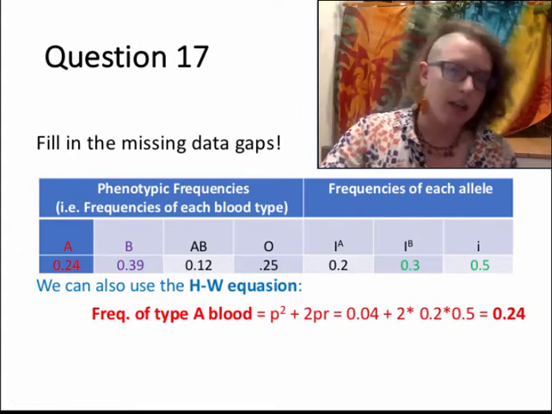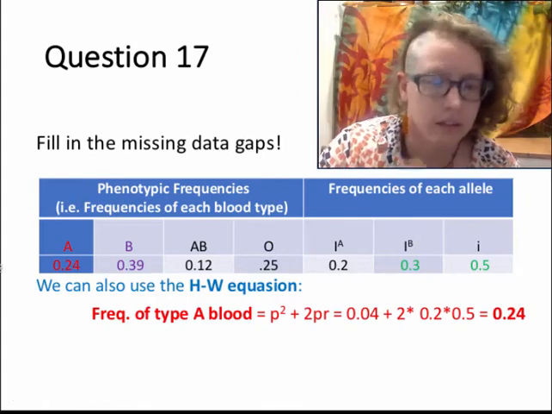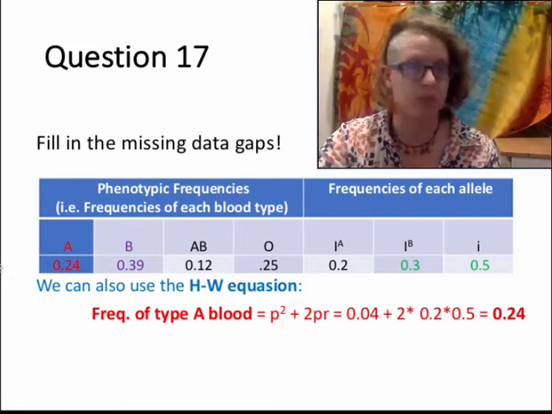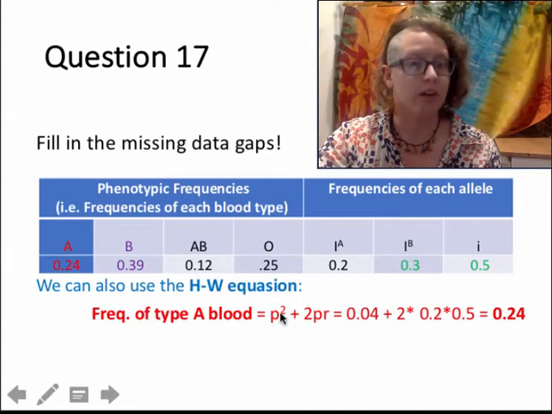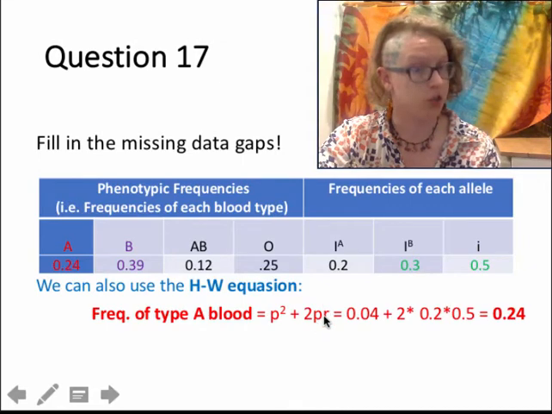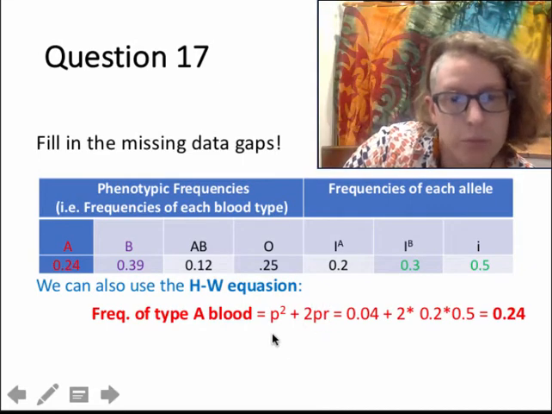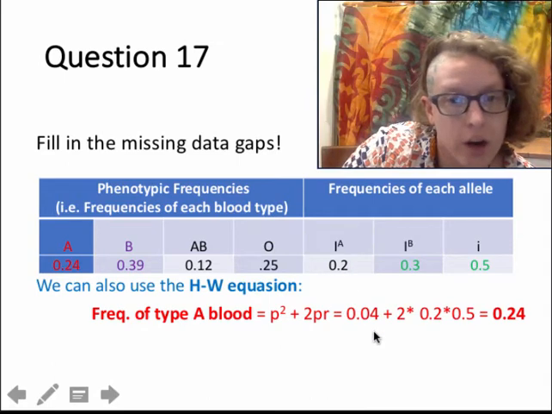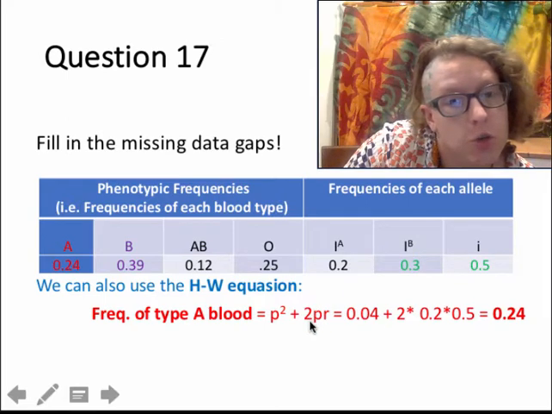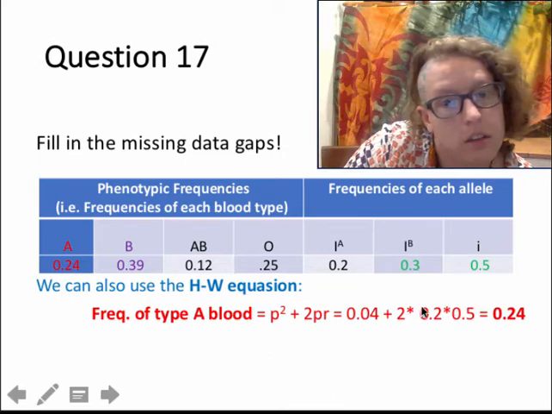To get blood type A phenotype, you take the 2 things that would result in blood type A. So P squared would result in blood type A, and 2PR would result in blood type A. This is that heterozygote with P and R. There's 2 options, so it's 2PR. So P is 0.2. If you square it, you get 0.04. And 2PR is that. And together, you get 0.24.